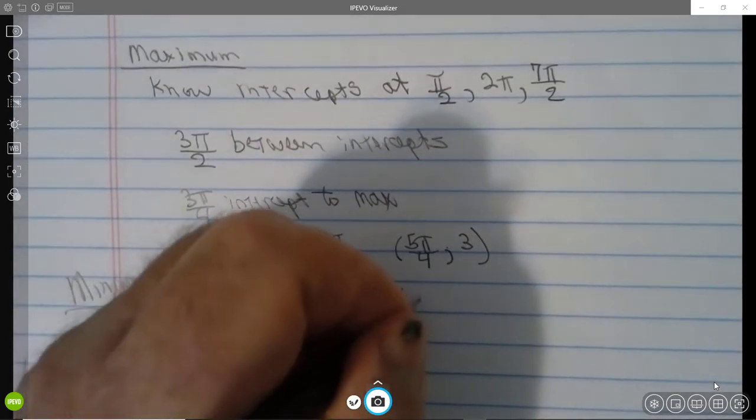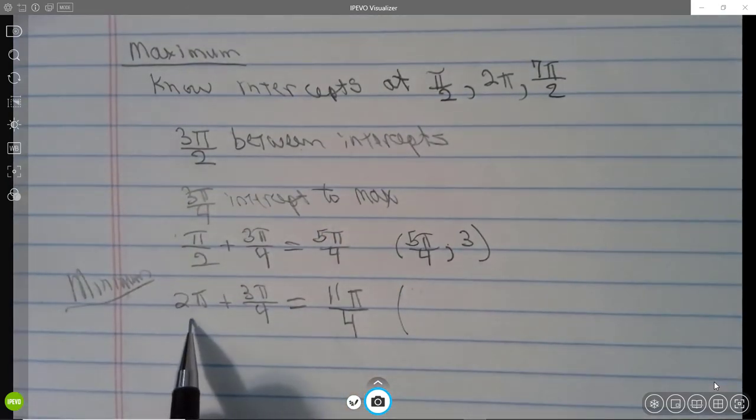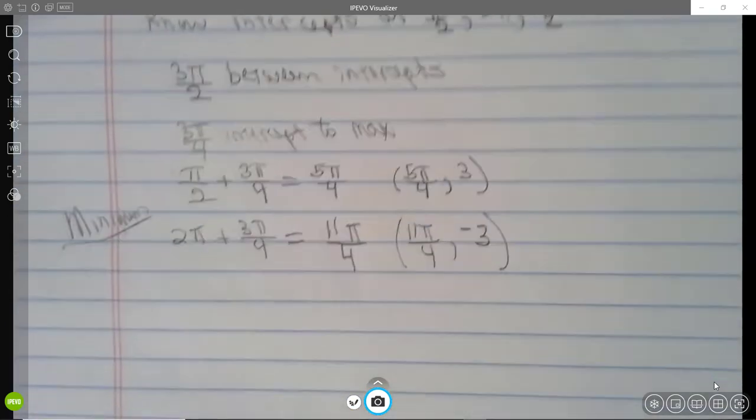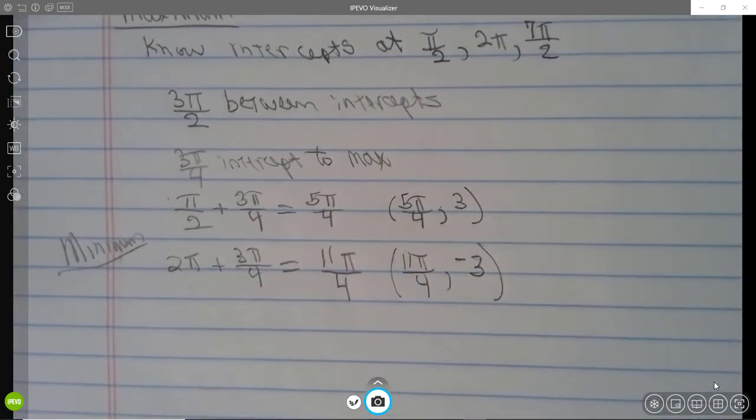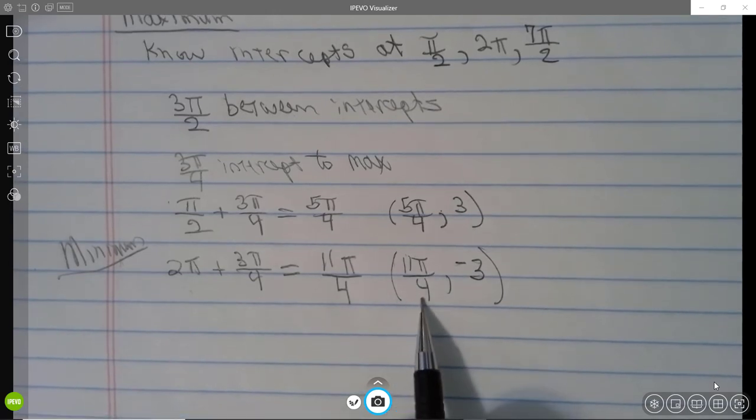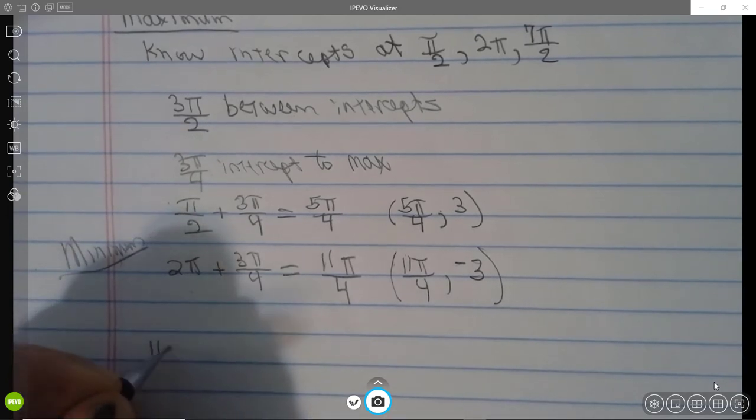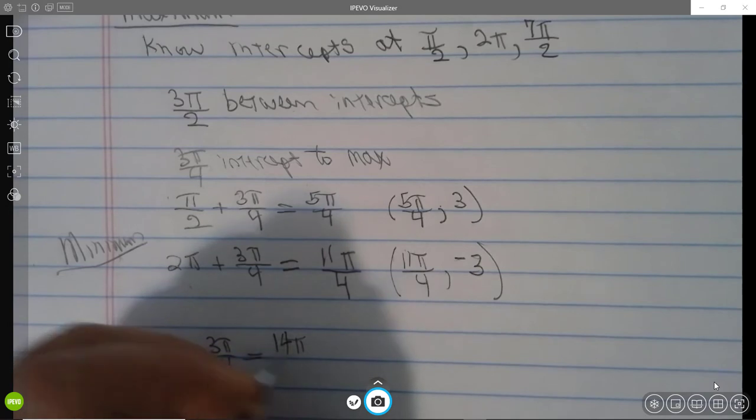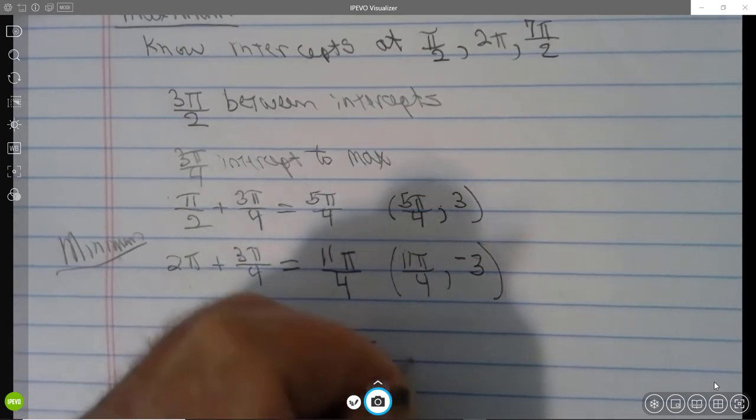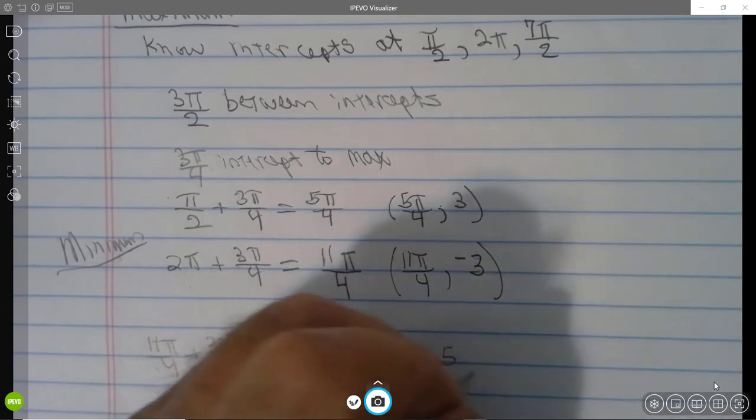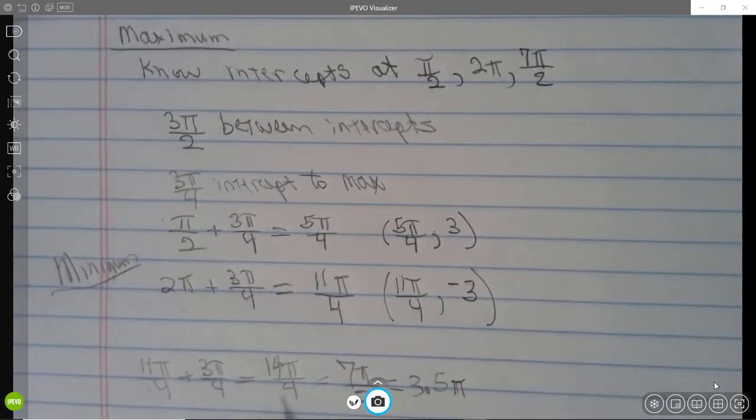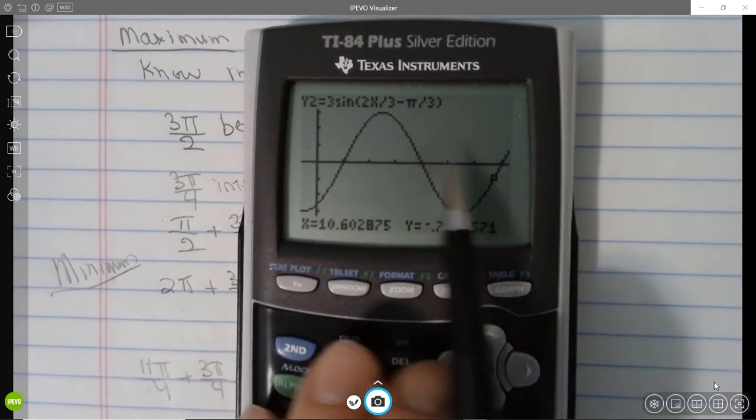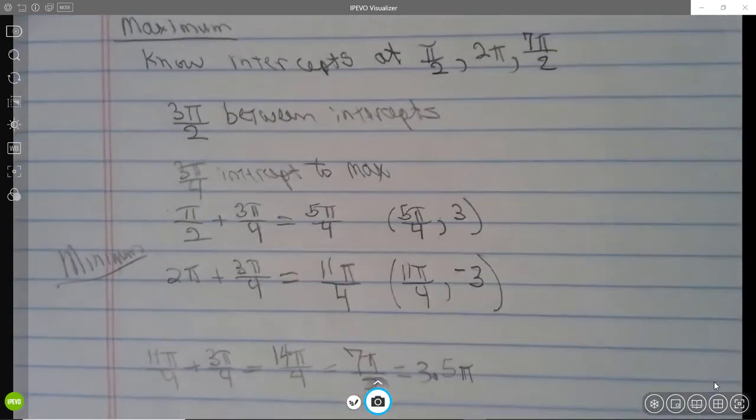And there's the x-coordinate of the minimum. And by the way, if I add another 3 pi over 4 here, I would be at 11 pi over 4 plus 3 pi over 4, which would be 14 pi over 4, which is 7 pi over 2, which is 3.5 units of pi. And 3.5 pi is where we are expecting to find the next intercept. And sure enough, 3.5 pi is where that intercept is. So that's one way of getting it from geometry.